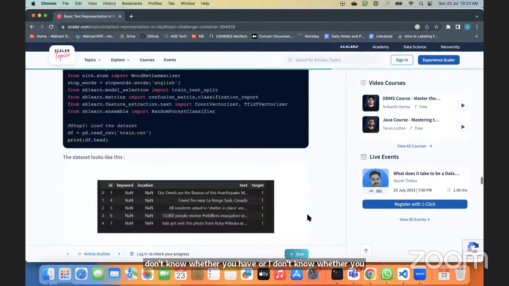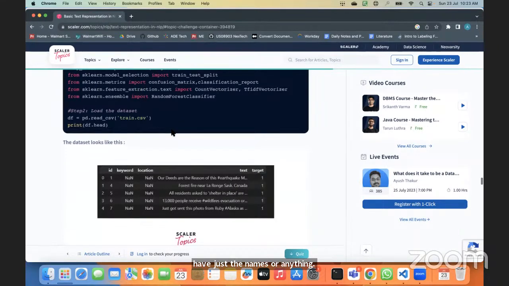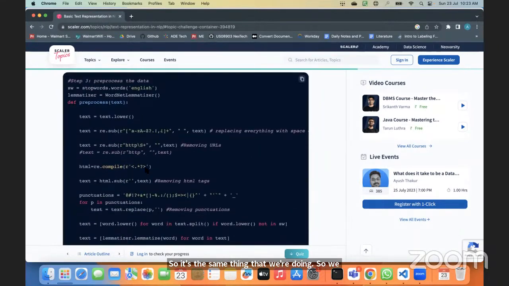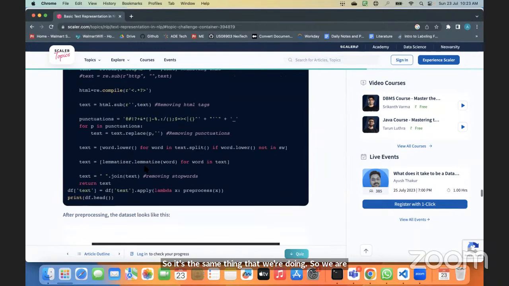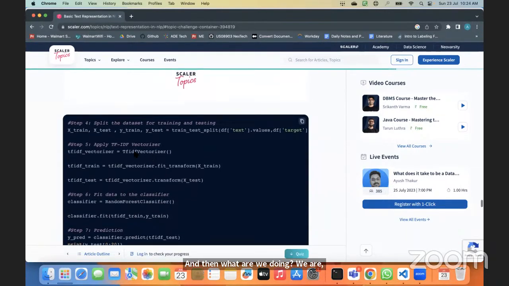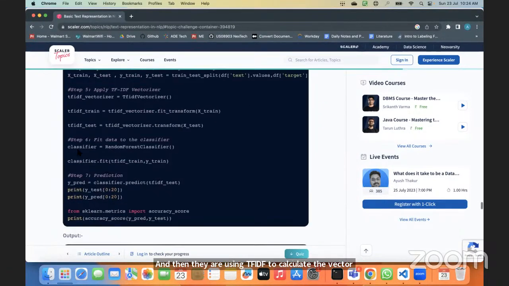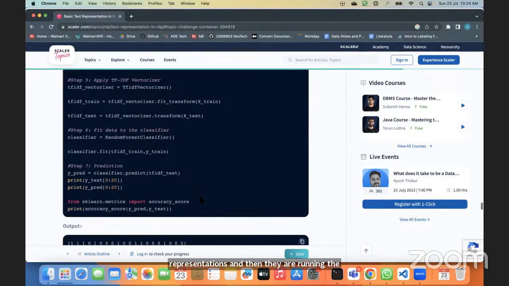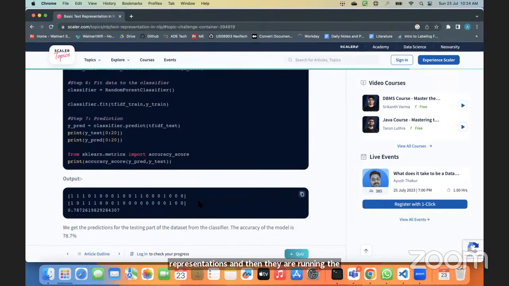So it's the same thing that we're doing. We are loading the data, and then doing the pre-processing of the text, and then they are using TF-IDF to calculate the vector representations, and then they're running the classifier to get the accuracy, and they're surprisingly getting 0.78, which is very good.